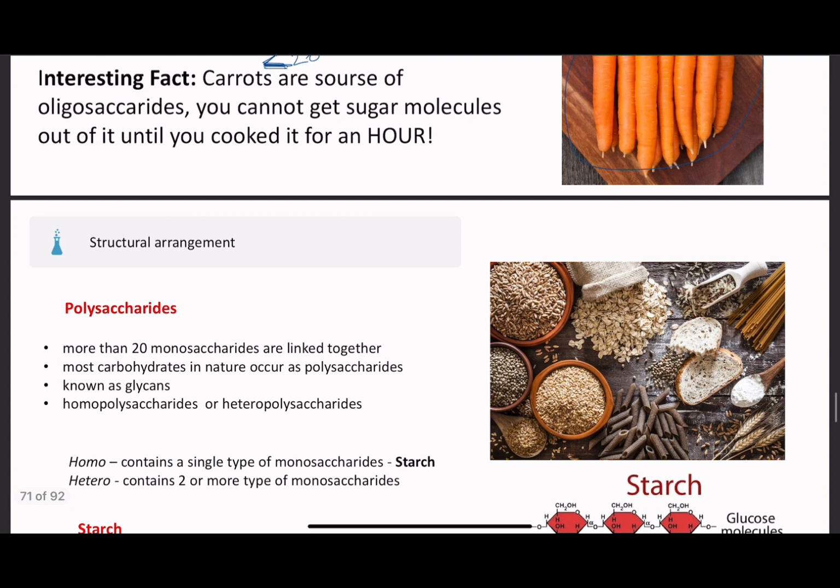So, like, even if you see it, like when you cook the carrots for more than an hour, you will be able to get the sugar out of it after an hour. You taste the water that boils the carrots, you could see that it gets sweet after an hour.